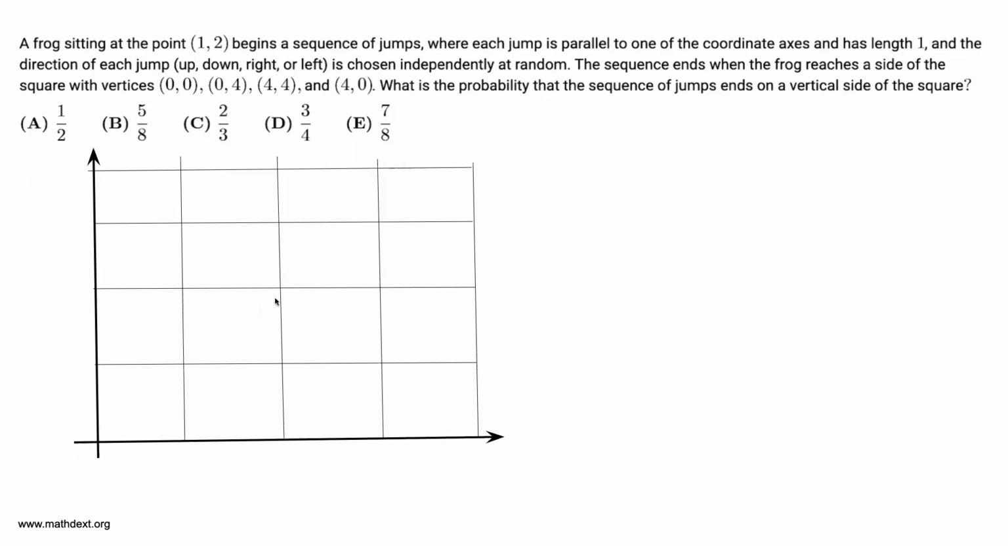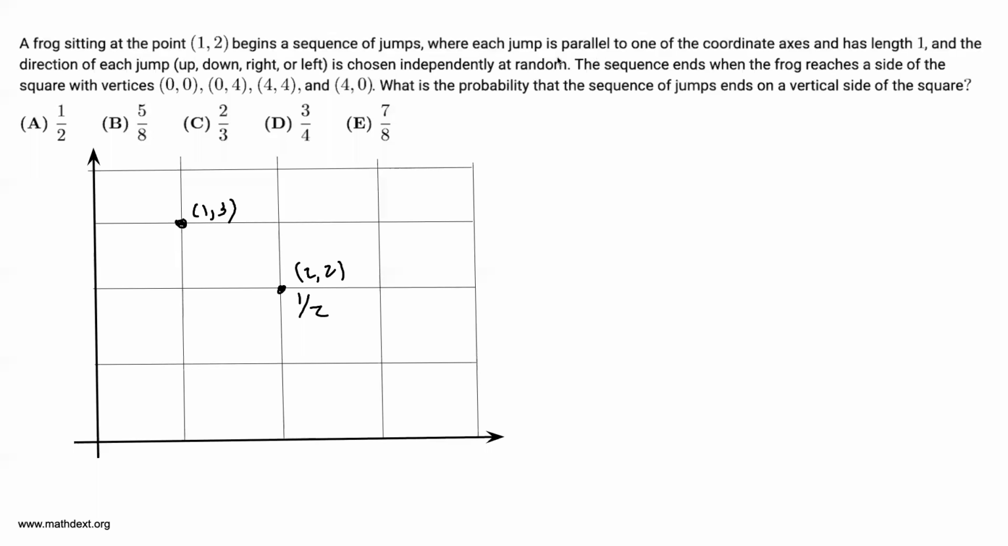So let's do an easier problem where the frog starts at (2, 2). Then obviously the probability would be 1/2, right? Because the frog is exactly in the middle of the square, so the probability of going to any of the 4 sides is the same. Let's try it with (1, 3), because it's also on a diagonal of the square. It turns out the answer if the frog starts at (1, 3) is also 1/2.